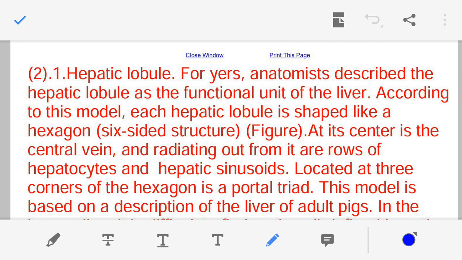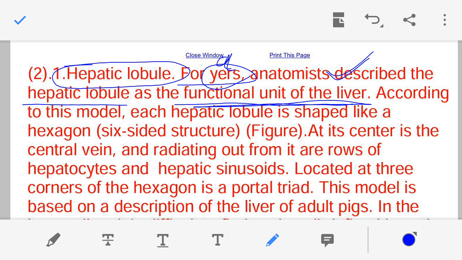Now, for years, anatomists have described the hepatic lobule as the functional unit of the liver. So the figure that I showed you was of the hepatic lobule, and hepatic lobules are the functional unit of the liver. According to this hepatic lobule model, the shape of the hepatic lobule is hexagonal. That means it has six sides.